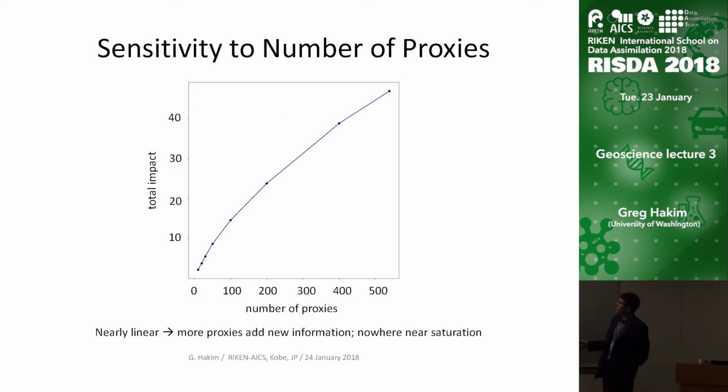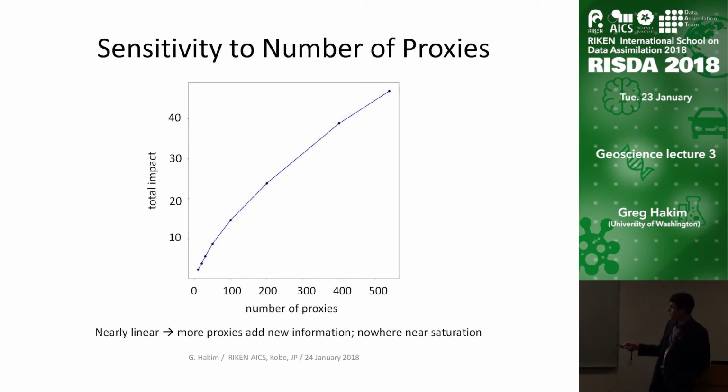This is the sensitivity to the number of proxies. This is done in a Monte Carlo fashion by randomly drawing small sets of proxies and doing this over and over again and averaging the results. So, the number of proxies on the abscissa, on the ordinates, the impact again. And here we see it's not quite a linear function, it's pretty close to it.